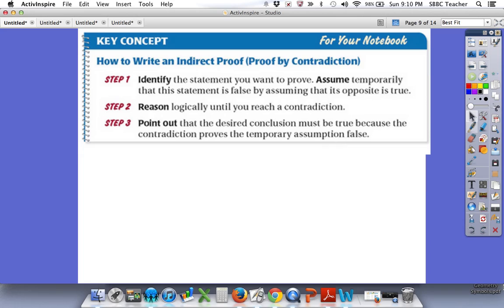So I'll give you a moment. You can pause the video to copy these 3 steps.